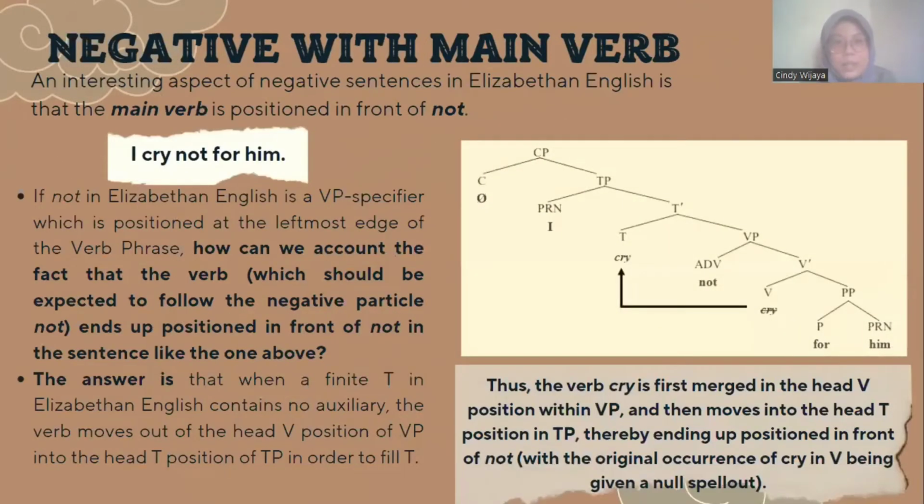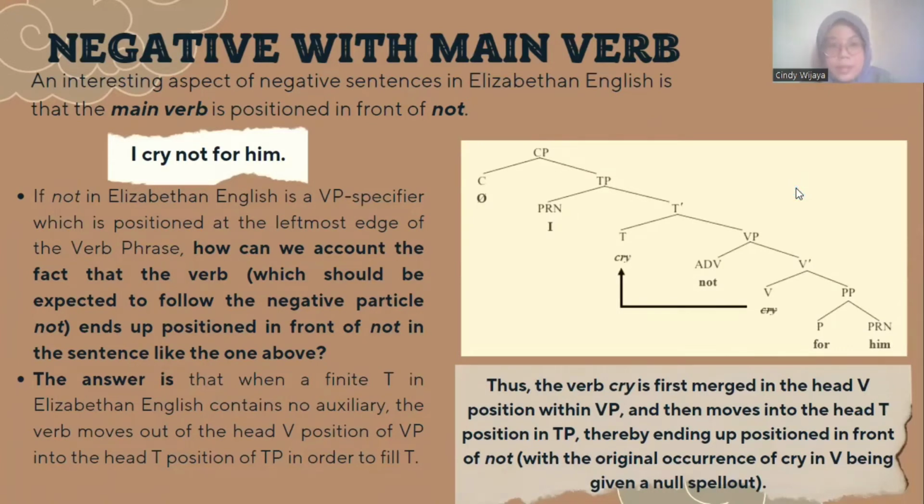The next point is negative with main verb. So an interesting aspect of negative sentences in Elizabethan English is that the main verb is positioned in front of not. Here we have our example, I cry not for him. So if not in Elizabethan English is a VP specifier, which is positioned at the leftmost edge of the verb phrase, then how can we account for the fact that the verb, which should be expected to follow the negative particle not, ends up positioned in front of not in a sentence like the one?